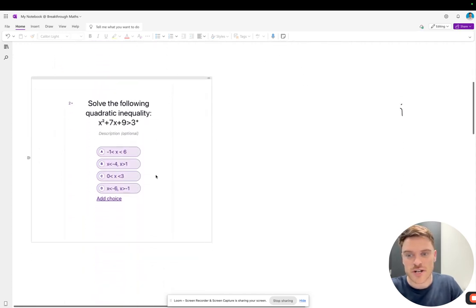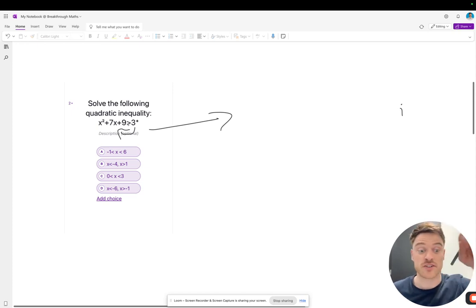Solve the following quadratic inequality. This one's a bit harder. So do your quadratic, but I would bring the 3 over. If it's a negative number, then it would change the direction of the sign. But it's not negative, so just bring it over normally.